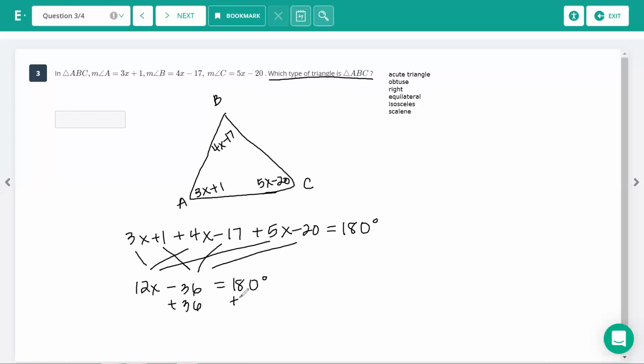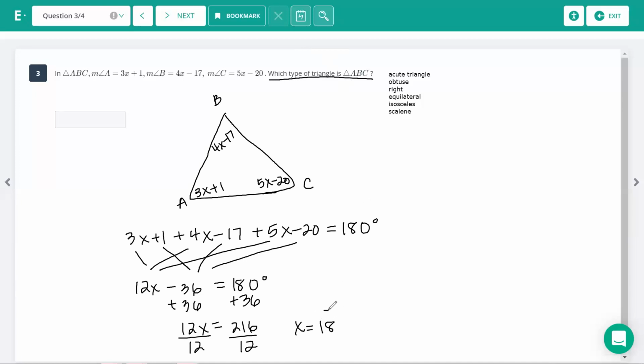can isolate my x. Leaving me with 12x is going to equal 216 degrees. And we're going to divide by my 12. And when we do that, we get that x equals 18. Now, we're not quite done, okay? We're still looking for what type of triangle this is, not solving for x.